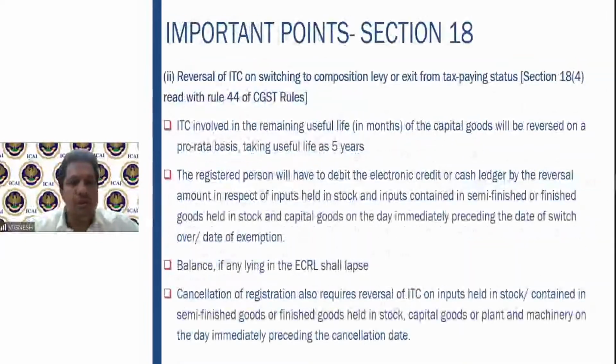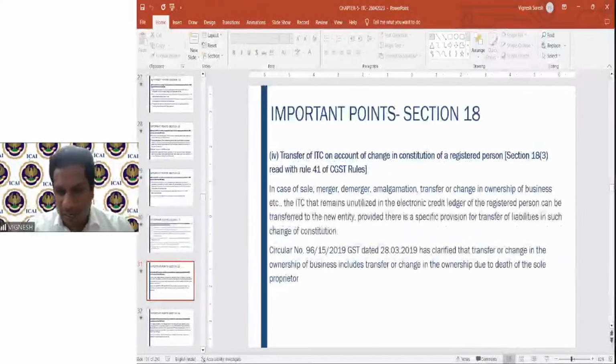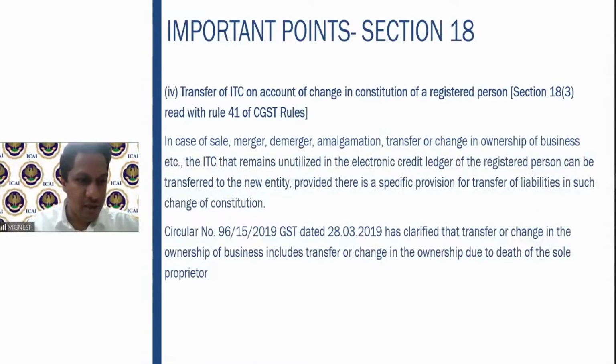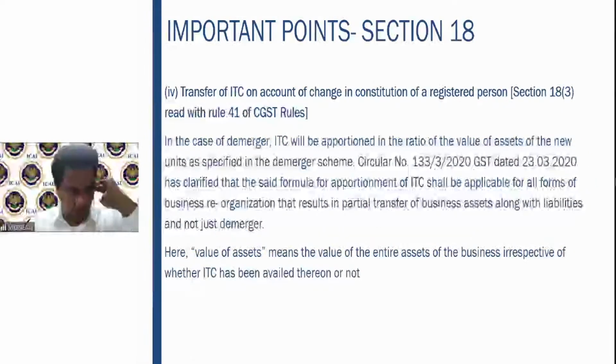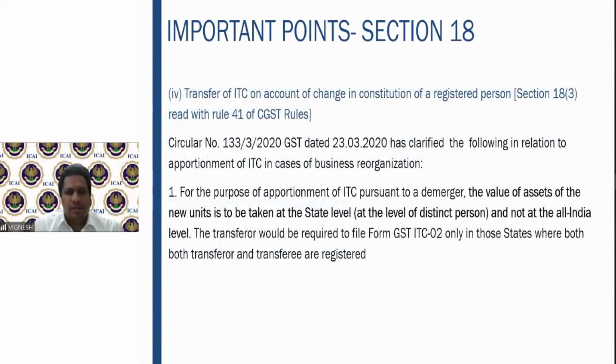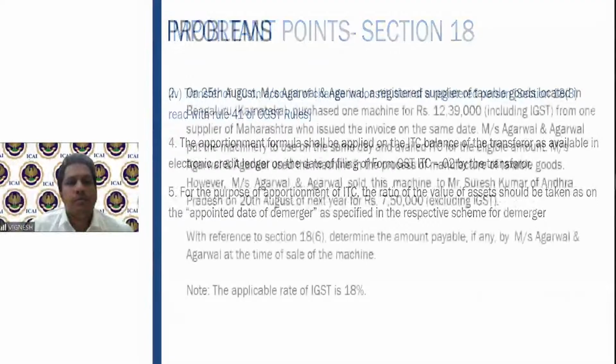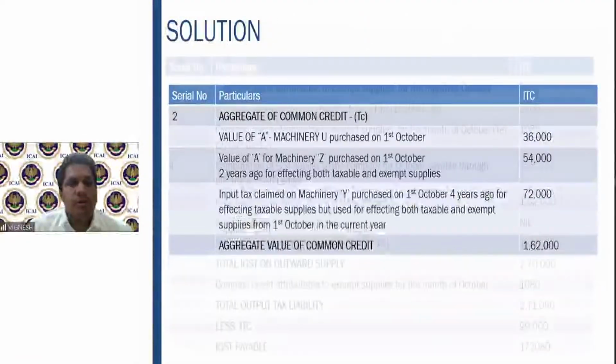Then problems, we have covered all these particular problems. Then rules of reversal of ITC. I hope all of you are able to recollect all of this. If there is anything you are not able to recollect, let me know. It is a cause of concern. If you are able to follow everything, I'm very happy. Change in constitution, value of the assets at state level, apportionment of input tax credit, all these problems, I hope you remember, we have worked out.